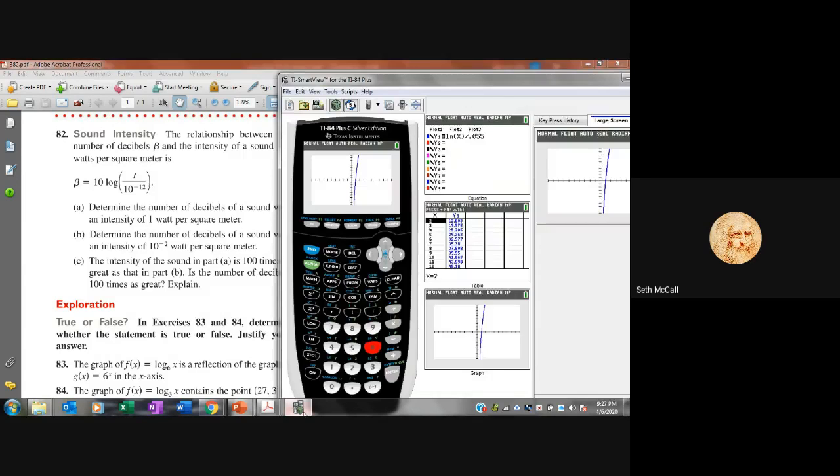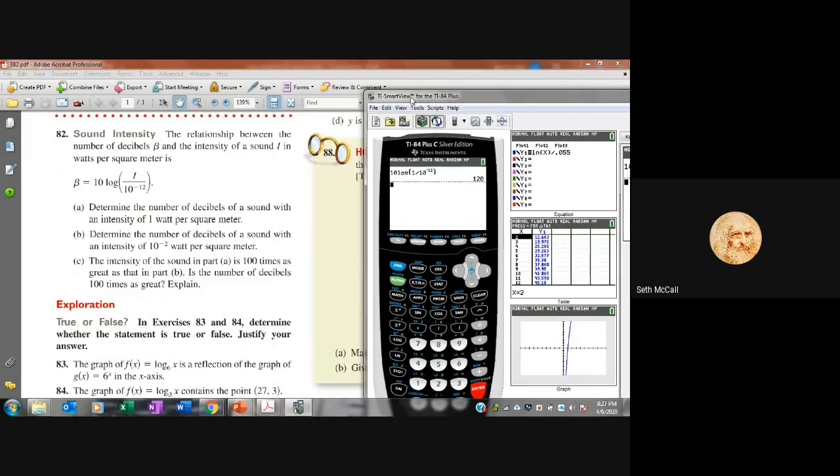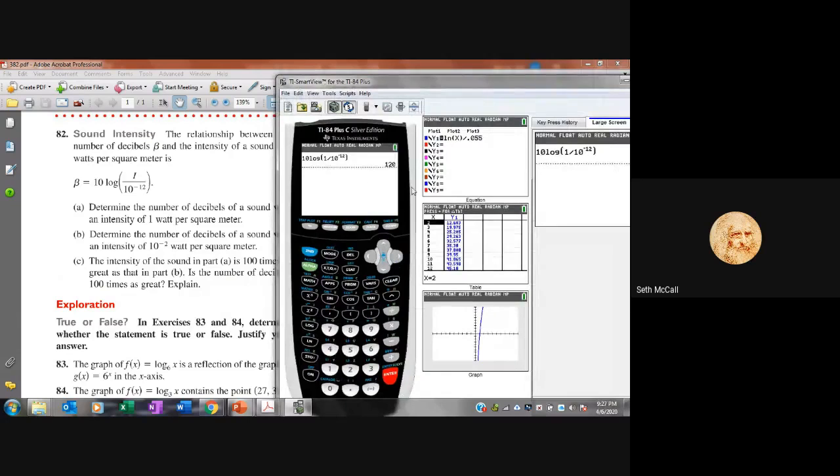So we're going to get our graphing calculator. We're going to go into the home screen, and we're going to type 10 log, and then we're going to have 1 divided by 10 to the negative 12th. And you got to make sure you get down out of that exponent place before you put in your parentheses, or else you'll get an error. And when you click that, you can see that the decibels would be 120.